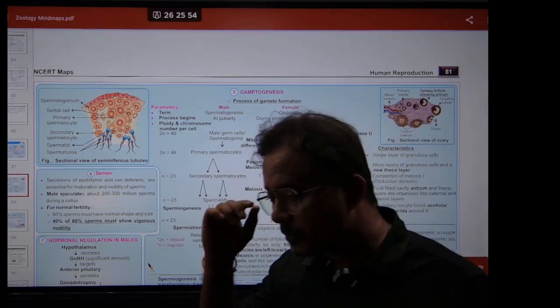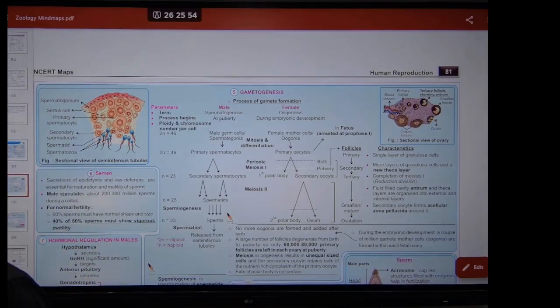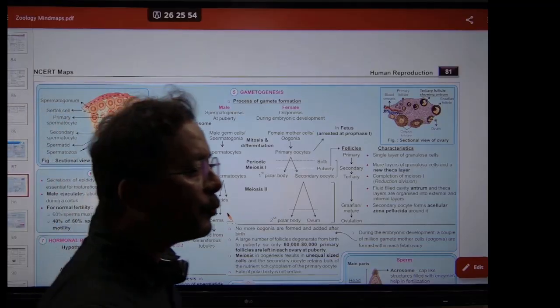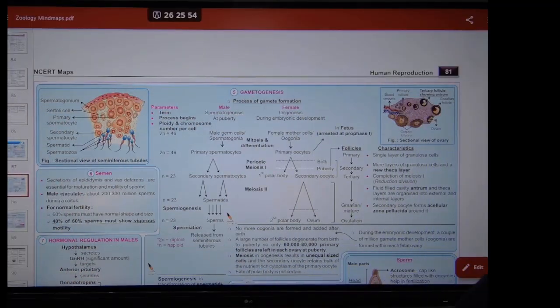Now, how many sperms are released in a single ejaculation during coitus? 200 to 300 million sperms, out of which what percentage should have normal shape and size? 60%. And what percentage of that 60% should show vigorous motility? 40%. Understood? Right.